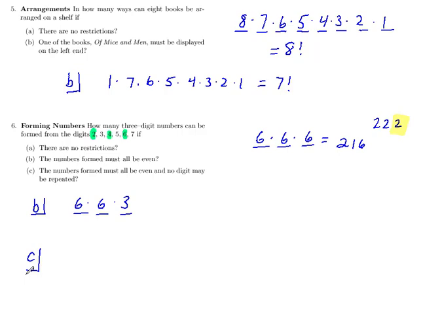Part C, the numbers formed must all be even and no digit may be repeated. Well, the most restrictive spot here is the last one, so I want to fill that in first. So I have 3 choices for that spot, either a 2, 4, or 6. Now because no digit can be repeated, whatever digit I use in the last spot cannot be reused. I started off with 6 digits to choose from, and I used an even one for the last one. That means I have 5 choices for the first spot.